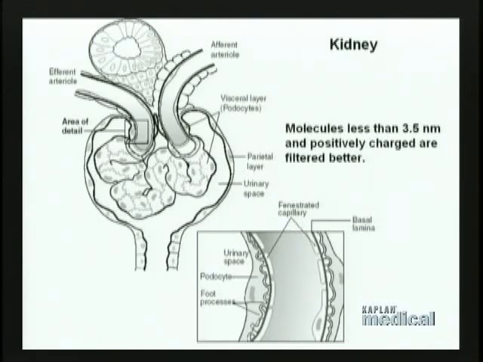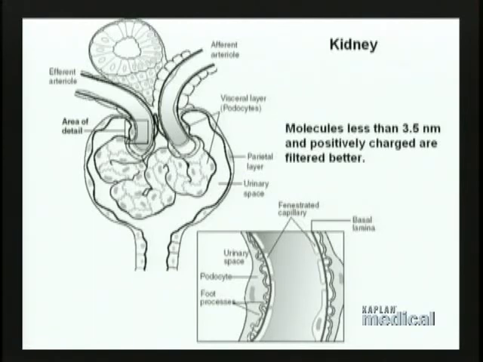This obviously is where we find the filtration barrier associated with the kidney, such that the afferent arteriole enters, providing arterial blood to the kidney, and basically it's covered by what we call the visceral layer of Bowman's capsule, which is characterized by the distinct podocytes and their foot processes. The parietal layer is continuous with the visceral layer, is outermost, and between the parietal and visceral layers of Bowman's capsule is the so-called urinary space, into which we will find the ultrafiltrated blood plasma after it's been filtered through the corresponding filtration barrier.